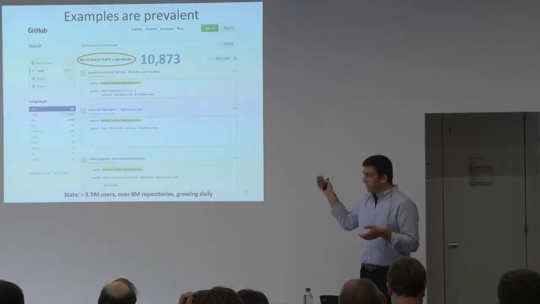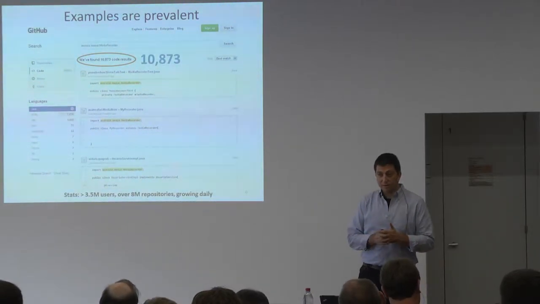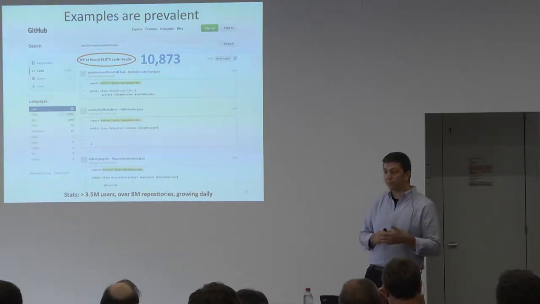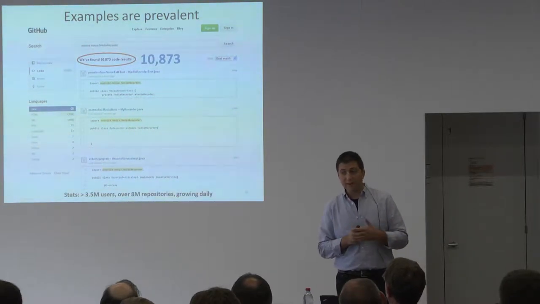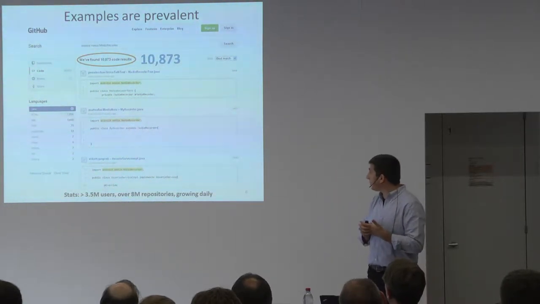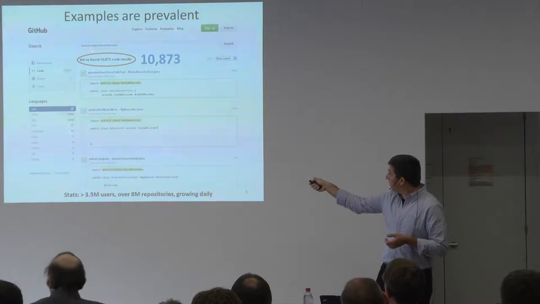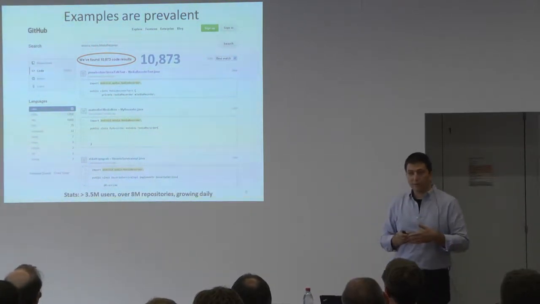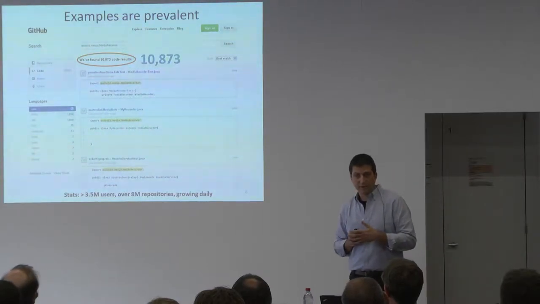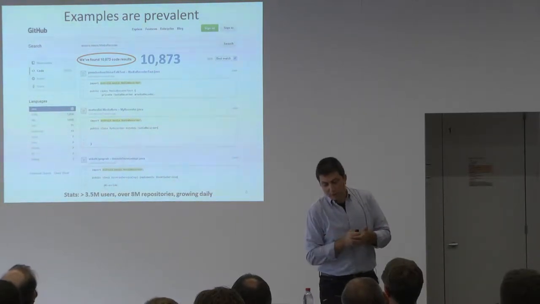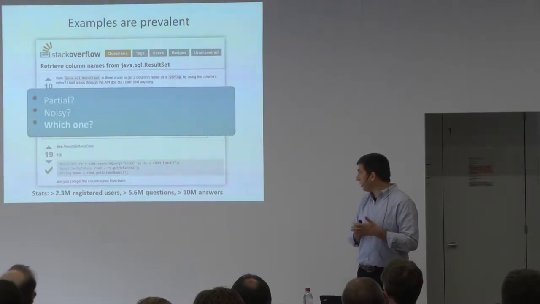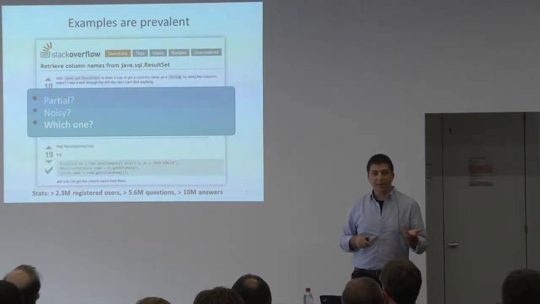But as I said, I want to learn from examples. Examples are prevalent. If you look at GitHub, it has over 8 million repositories, and it's growing daily, with over 3.5 million users. If I just go to GitHub and look for this media recorder, which I just showed you, I'll find over 10K examples. And I can also, as probably many of you do, go to Stack Overflow and look for even more examples. And the question is, which example should I use?